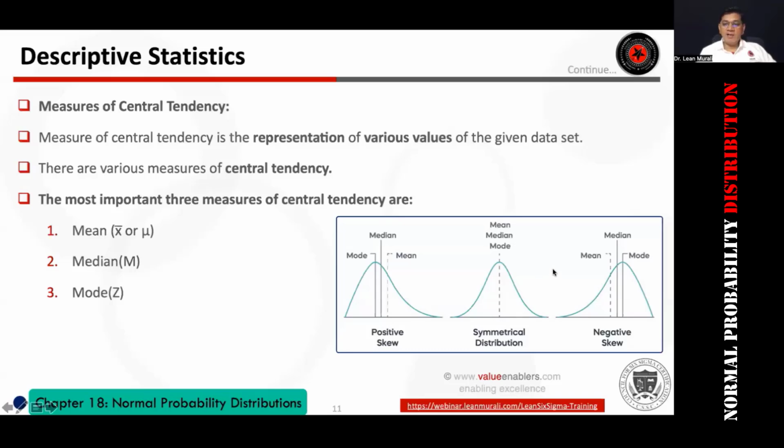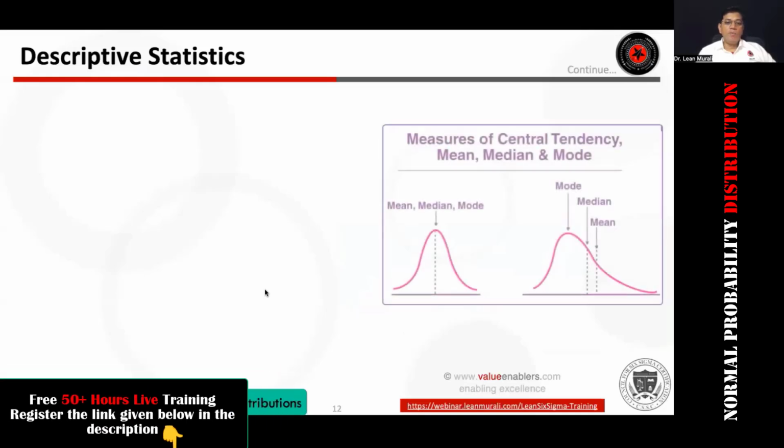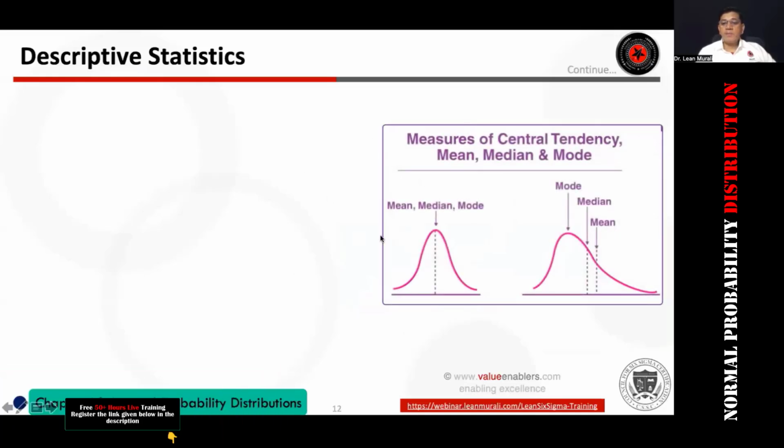If this is clear, type CC, crystal clear, in the chat box. And with that, let me move further into mean, median, and mode, the measures of central tendency.